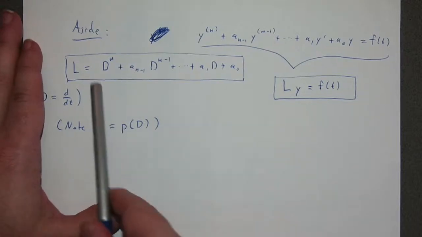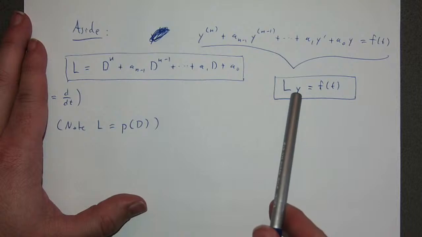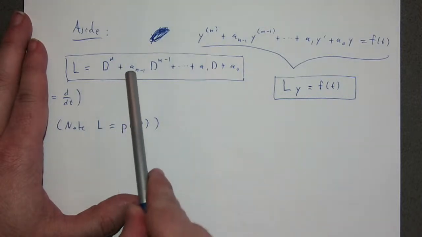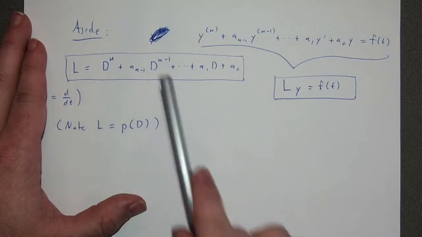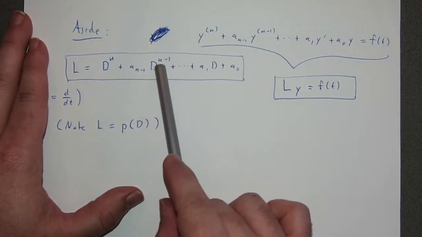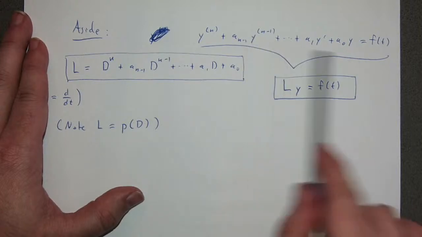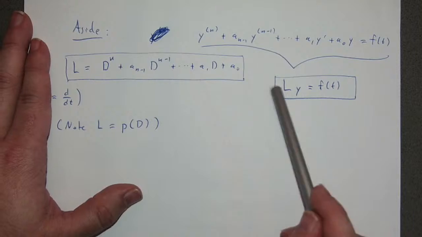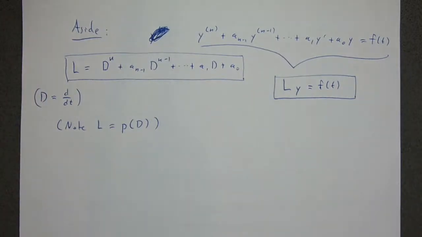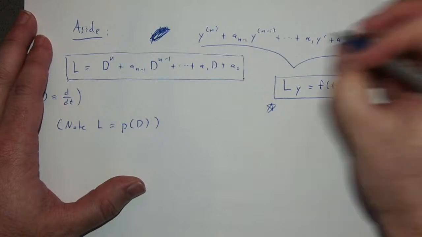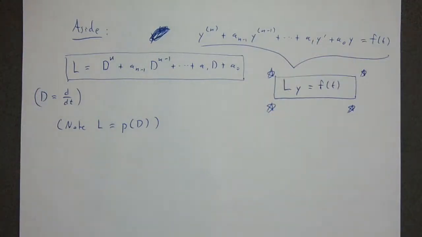So D to the n times y is really the nth derivative of y. a sub n minus 1 times D to the n minus 1 is a sub n minus 1, the constant, times the n minus first derivative of y, and so on, down to every single term, down to a naught times y. And that's all on the left-hand side, equal to f of t. So this is a very nice way of writing out this equation so that my hand doesn't die, and so that I can talk about these things quickly.